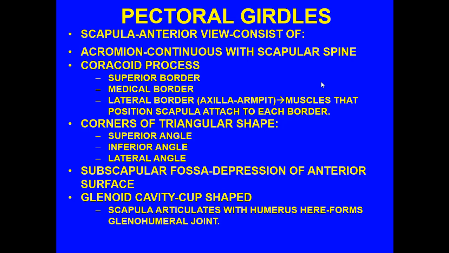The corners of the triangular shape, you have the superior, inferior, and lateral angle. The subscapular fossa is the depression of the anterior surface. You have the glenoid cavity, which is kind of cup-shaped. Now, this is where the scapula articulates with the humerus, and this forms the glenohumeral joint. Note, this is a shallow cup, and we'll compare that to, let's say, the hip joint later.